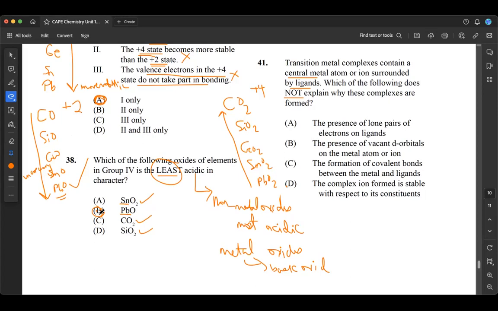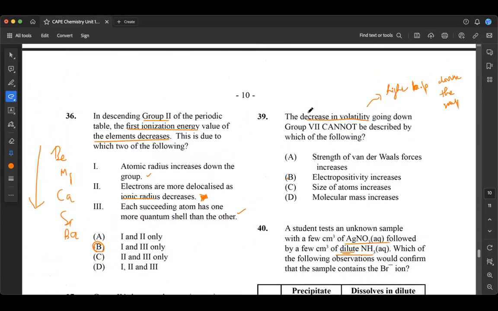All right. So moving along to 39. 39 says the decrease in volatility going down group 7 cannot be described by which of the following. So let's write out our group 7 elements real quick. So we're going down the group. We have our F2. We have Cl2, and these are gases, right? Then we're going to have bromine here, which exists as a liquid. And then we're going to have our iodine, finally, which exists as a solid.